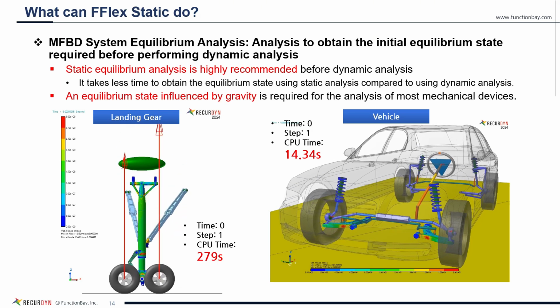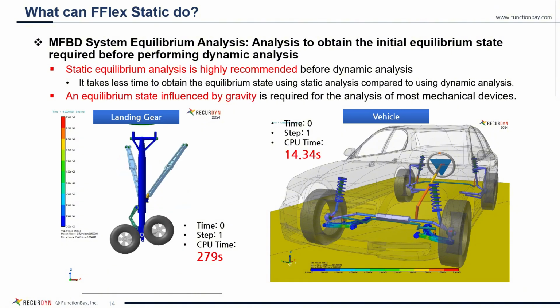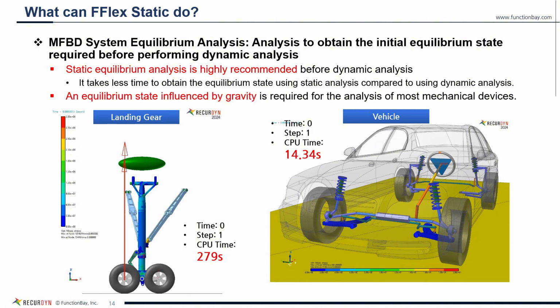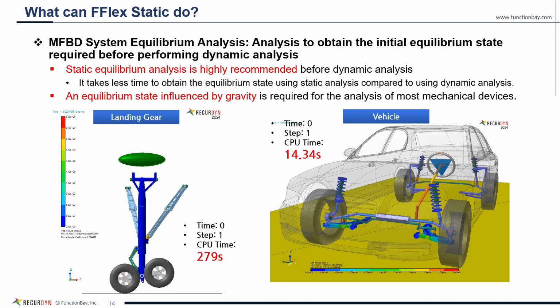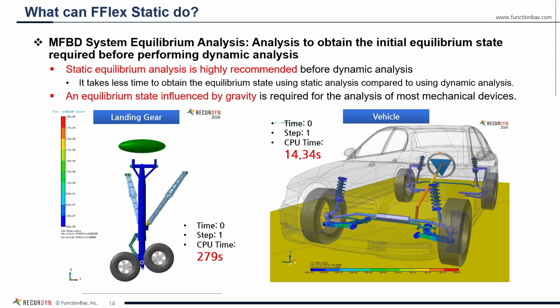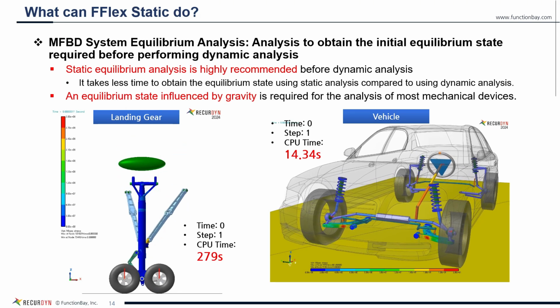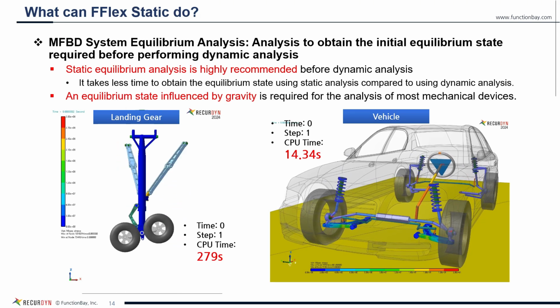The same goes for the vehicle. On the right, you can see how well it converges in the vehicle model. You can see that both the landing gear and the vehicle models converge very well. Both models include several flexible bodies and can be calculated using FFlex Static.